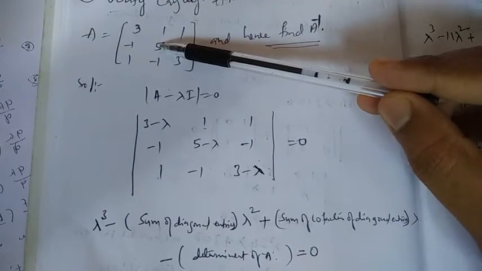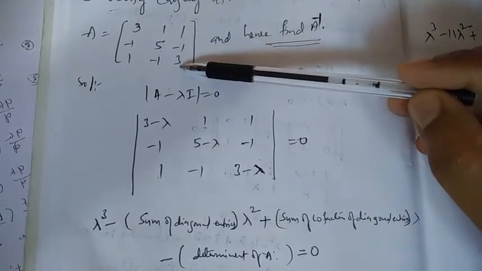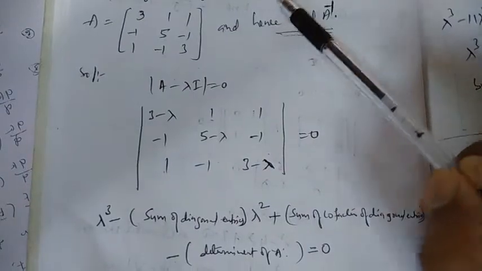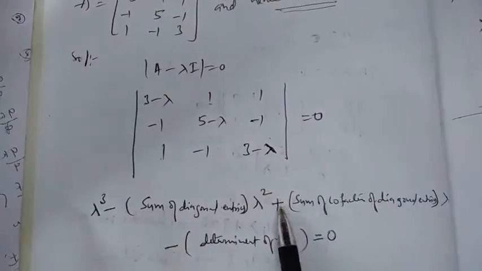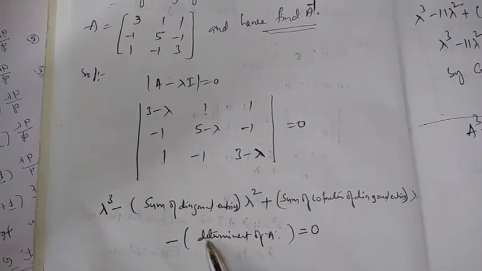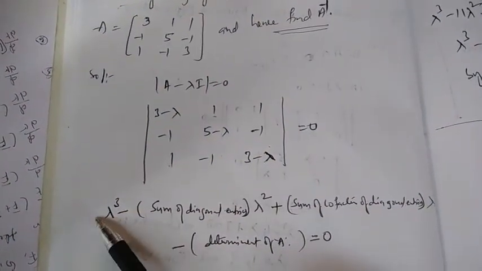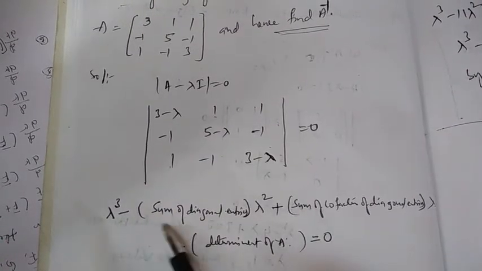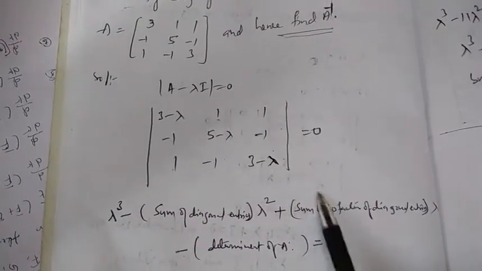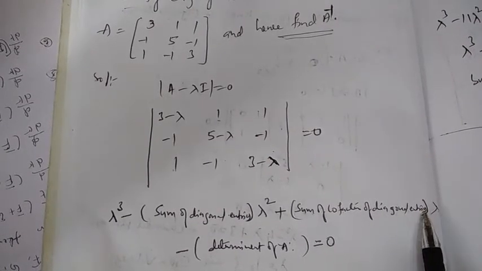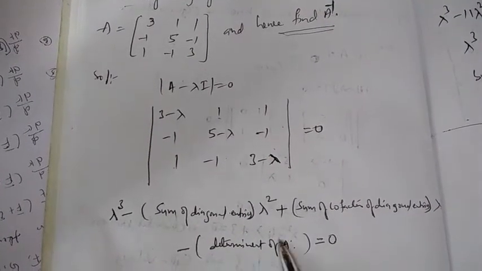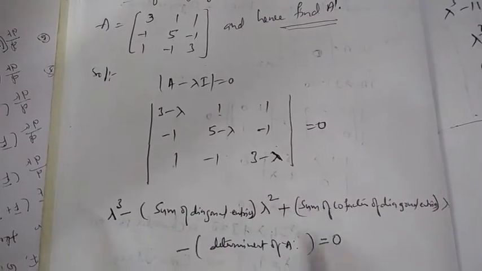Now, for the diagonal cofactors, this cofactor, this cofactor, this cofactor. In the next step I will clearly explain how to get the cofactors. Then plus the sum of the cofactors of the diagonal entries into lambda, minus determinant of A. So lambda cube minus the sum of the diagonals into lambda square, plus the sum of the cofactors of the diagonal entries into lambda, minus determinant of A, equal to 0. The signs alternate plus and minus.